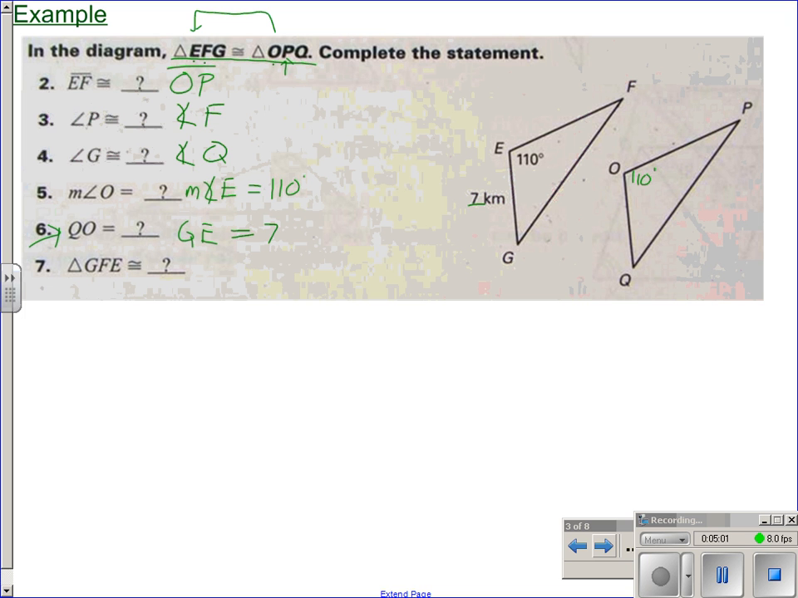Triangle GFE. All we're doing is just changing the order of the letters. So we just got to match them up. G was last, it corresponds to Q. Now it goes first. F was second, it corresponded to P. E was first, that corresponds to O. Order matters in these letters, in the way that the congruent statement is written.